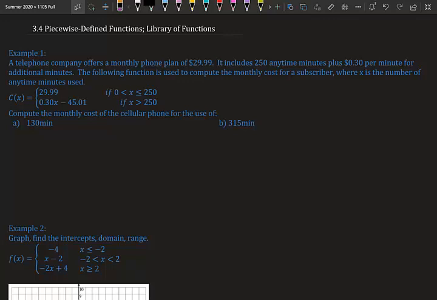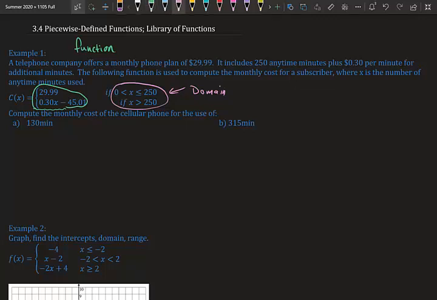The following function is used to compute the monthly cost for a subscriber, where x is the number of anytime minutes used. So a piecewise defined function is multiple functions that create one. It's just like pieces make one puzzle. The left side represents the function. The right side, this side right here, that is actually the domain. Anytime you see inequalities like that, it's always your domain. So we're given the function, and we're given the domain, because the domain lets me know what x can and cannot be.